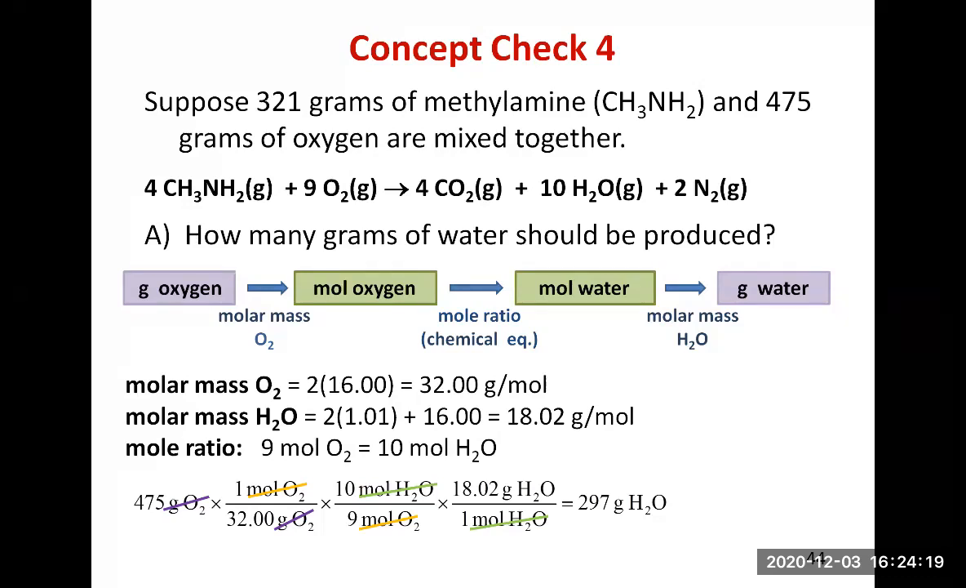Here we need to keep 3 sig figs again, because the given amount has 3 sig figs. Both molar masses have 4 sig figs. All the mole numbers are exact numbers. So the limiting amount of sig figs comes from the given amount, and it's 3 sig figs. So we keep the 297. What comes after the 7 is a 2, so you keep the 7 a 7. So 297 grams of water are produced from 475 grams of oxygen.